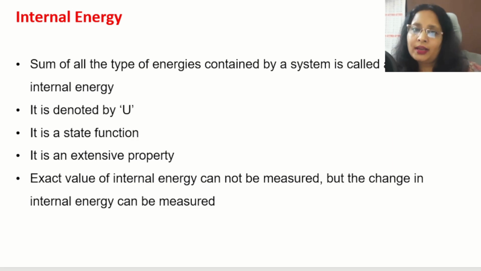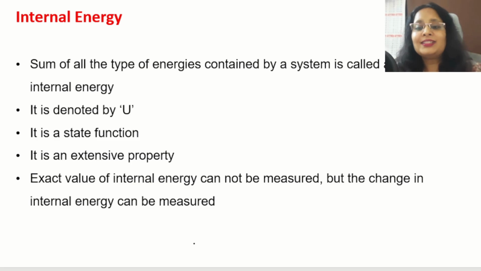and that together is called internal energy. It may be rotational energy, kinetic energy, potential energy, electrical energy, any type of energy, or the sum of all the energies together. So a system having some kind of energy itself, that is called internal energy. Now internal energy is denoted by capital U.